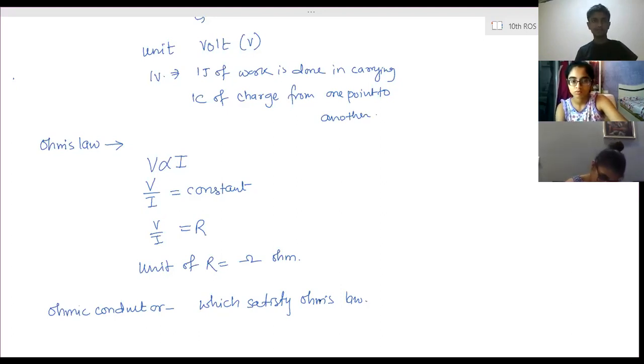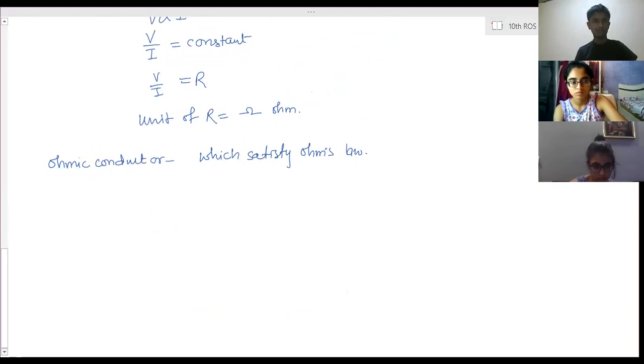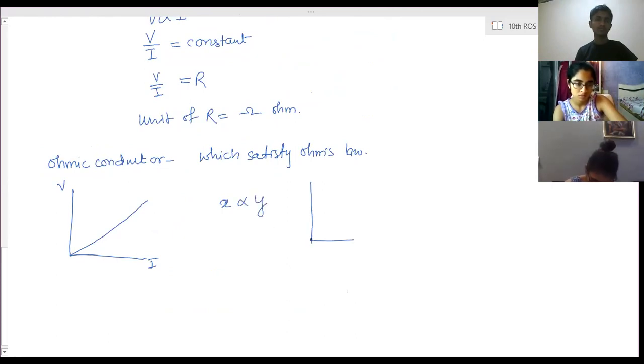Okay, VI graph. The VI graph is a straight line graph. This is I, this is V. This straight line graph shows that V and I are directly proportional. So whenever any quantity X is directly proportional to Y, then the graph is always a straight line. This is called a linear graph.